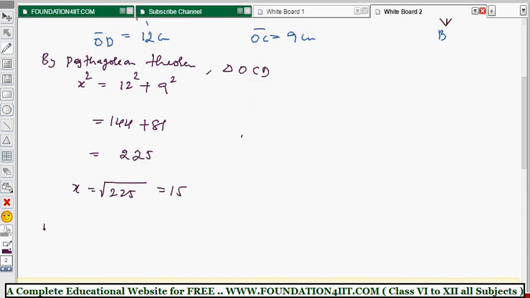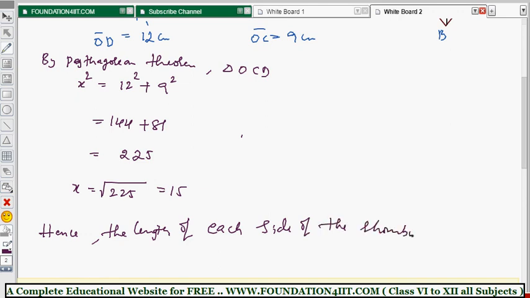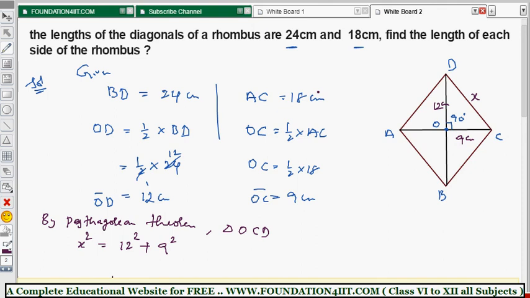Hence, X is equal to the side of the rhombus. Every side is equal in a rhombus. Therefore, the length of each side of the rhombus is 15 centimeters. So therefore CD is 15, and every side is the same. This is 15 centimeters and this is also 15. BC is 15 because X is equal to 15 centimeters. So every side in the rhombus is equal.